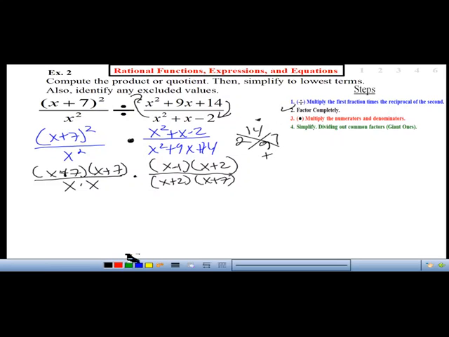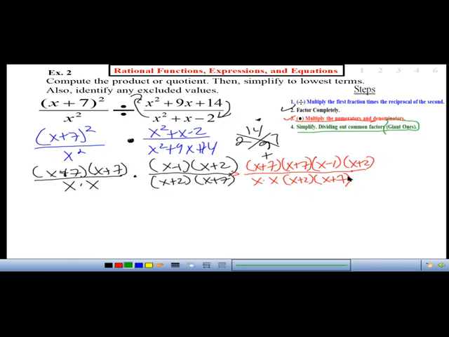Let's go to step 3. Multiply the numerator and denominator. So basically, I just rewrite them. We got x plus 7, x plus 7, x minus 1, and x plus 2. The denominator, we have x times x, x plus 2, x plus 7. Let's go to the last step, which is simplify giant ones.